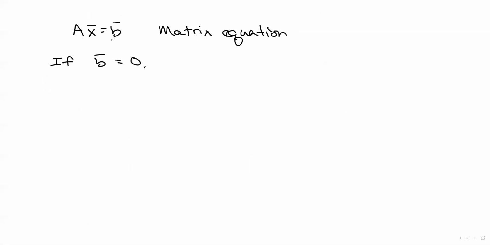So some information about that. Let's just transcribe that over here. So we've got AX equals B. This is our matrix equation. Okay, so some facts: if B is 0, right, then we would have AX equals 0. If that's the case, then we say that the system is homogeneous. Otherwise, non-homogeneous.